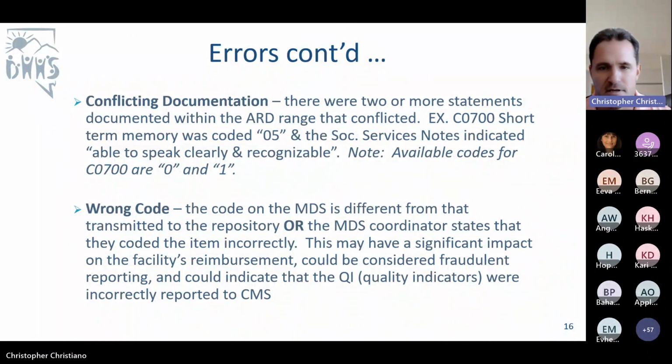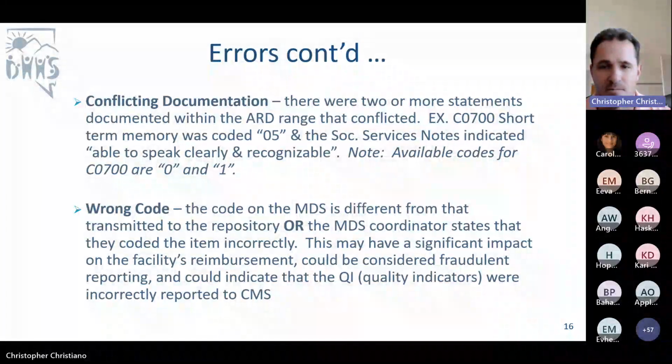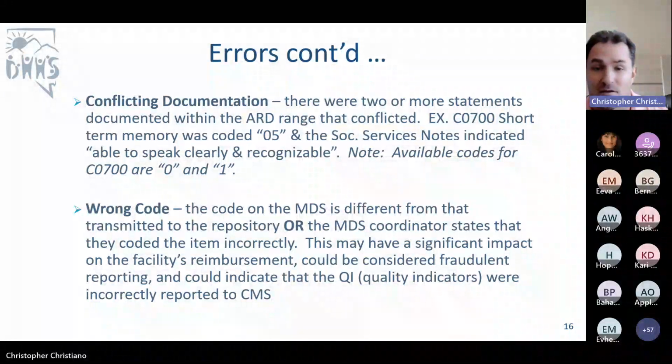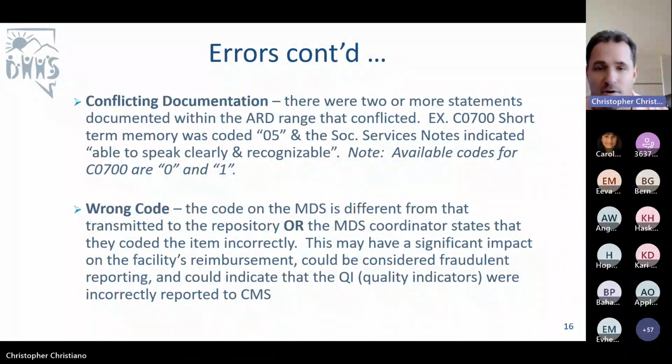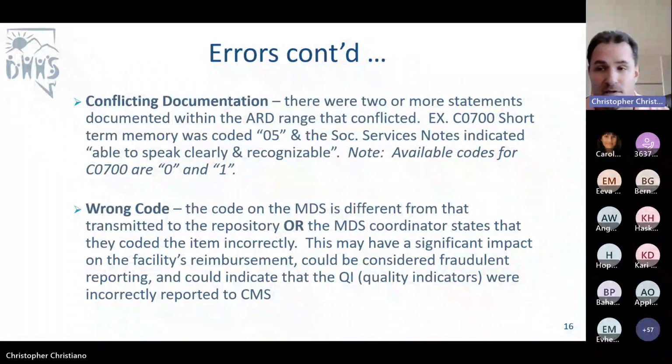So let's go over these errors here, and these are old examples, okay, but conflicting documentation. There were 2 or more statements documented within the ARD range that conflicted. The example is C0700, short-term memory, was coded 05, and social services notes indicated able to speak clearly and recognizable. Okay, so note here that the available codes for C0700 are 0 and 1. So wrong code, obviously. That would be an error. Or conflicting documentation, I'm sorry.